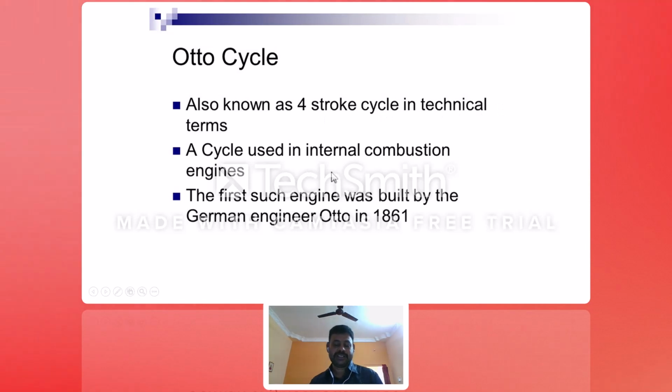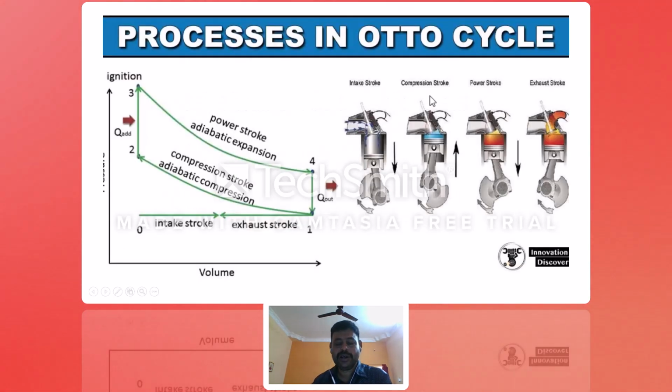The Otto cycle is used in the internal combustion engine, called the IC engine. This engine was built by the German engineer Otto in 1861, therefore his name is kept. It is called the Otto cycle. The Otto cycle has four strokes.